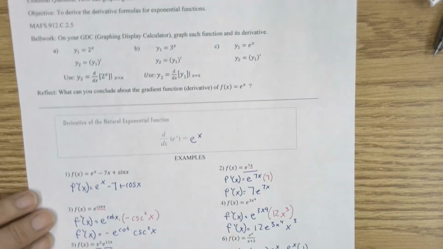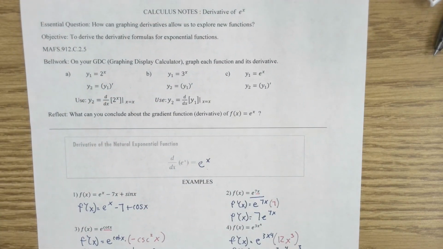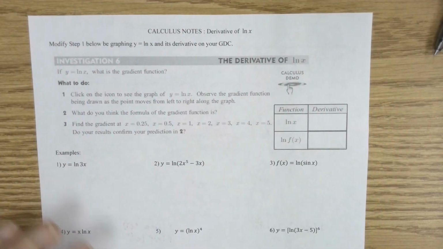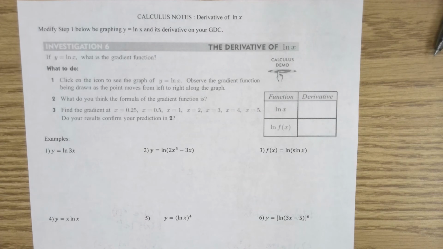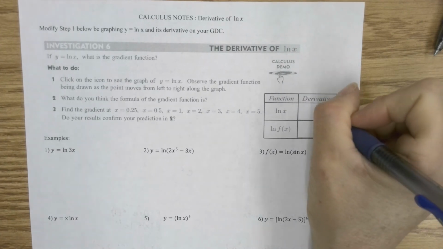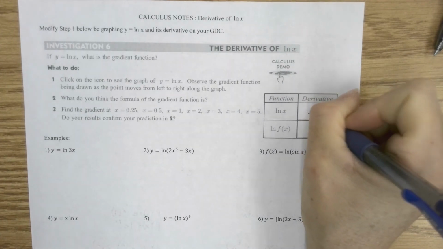Okay, that is the derivative of e to the x. Easiest derivative ever. Let's flip over to the other side. Let's take a look at the derivative of ln of x. So when you are finding the derivative of ln of x, our derivative is going to be 1 over x.